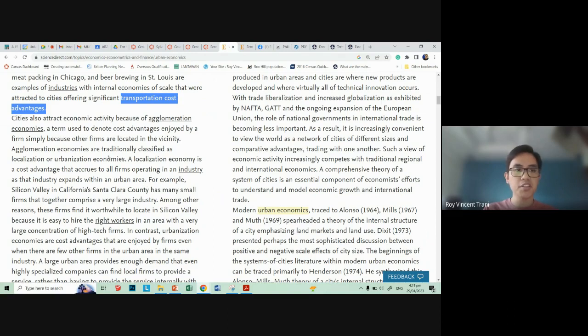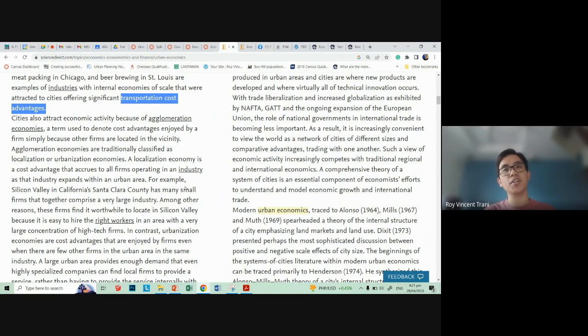Agglomeration economies are traditionally classified as localization or urbanization economy. So there's so many different kinds of economies. A localization economy is a cost advantage that accrues to all firms operating in an industry as that industry expands within an urban area. So again, when they come together, they benefit from shared resources, basically the land and the market area of attracting customers. And then a localization economy occurs when this industry expands.